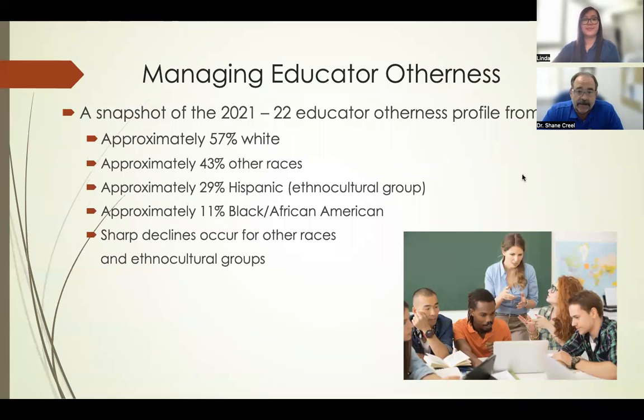This is a very difficult process for those in administration in your school districts. A snapshot of the 2021-2022 educator otherness profile from the Texas Education Agency indicates that approximately 57% of our educators are white, approximately 43% are other races. And from this, approximately 29% are Hispanic, which is an ethno-cultural group. Approximately 11% are Black African Americans. And then we have sharp declines occurring for other races and ethno-cultural groups.